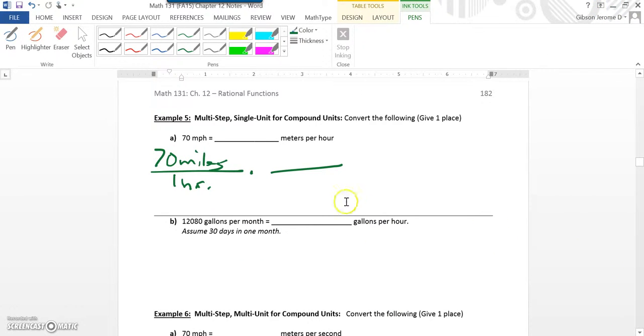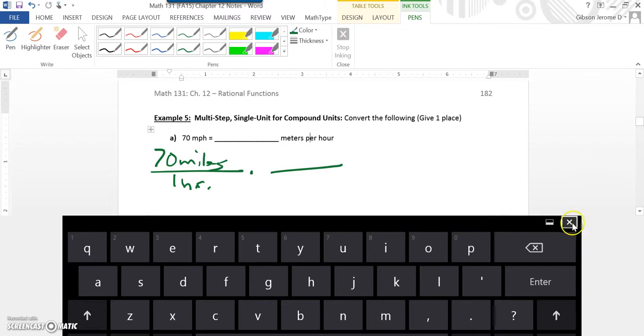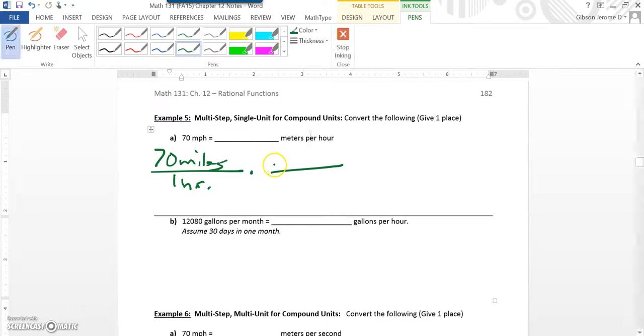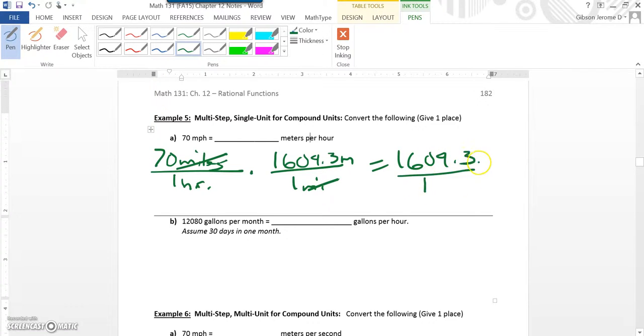All right. So let's put this in its proper perspective. 1,609.3 meters will give us 1 mile. The miles will simplify out. We have 1,609.3 all over 1 hour. So this is meters. Well, actually, no. We were supposed to multiply this by 70 first before we divided it by 1.